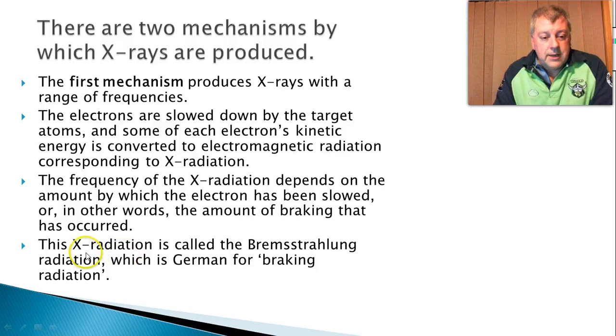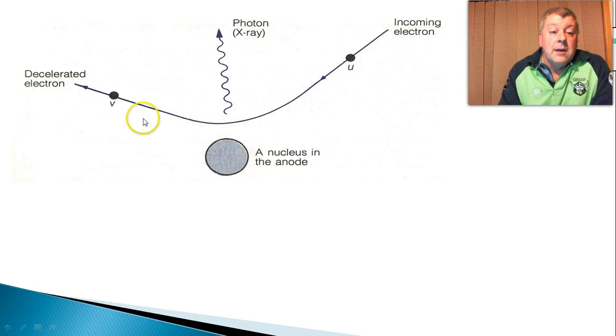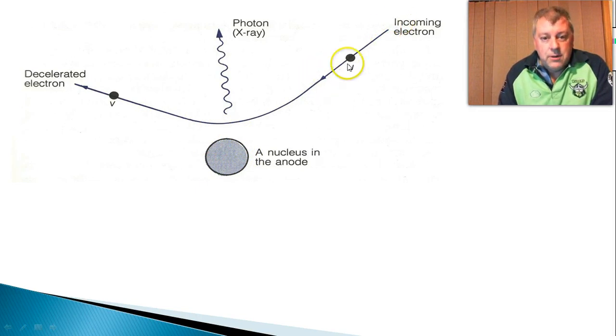Now, this sort of X-ray or X-radiation is called Bremsstrahlung radiation, which is German for the braking radiation. And this is what's happening. This is a nucleus in the anode, so probably a tungsten atom. The electron comes whizzing in after being accelerated by the electric field.